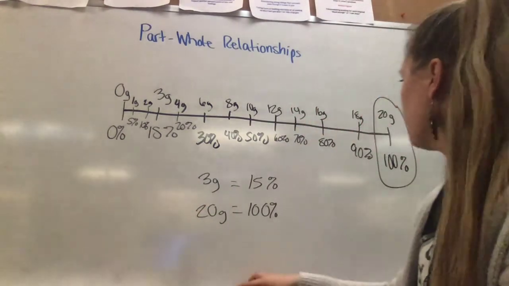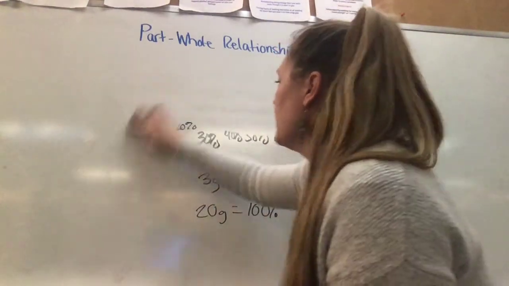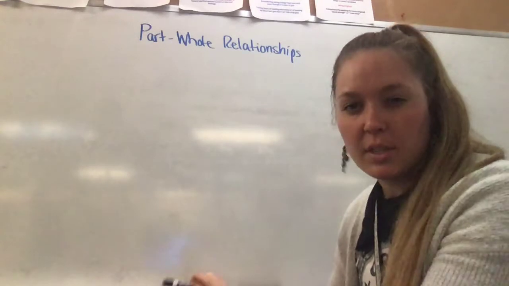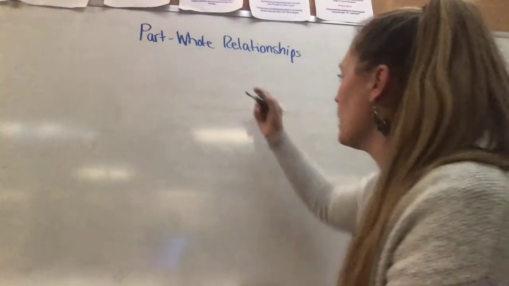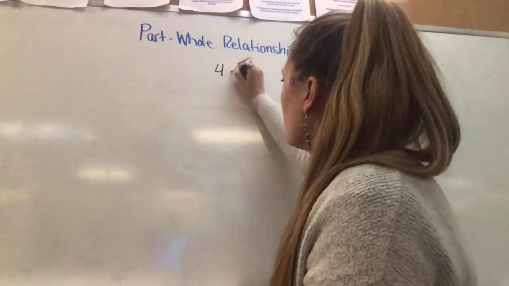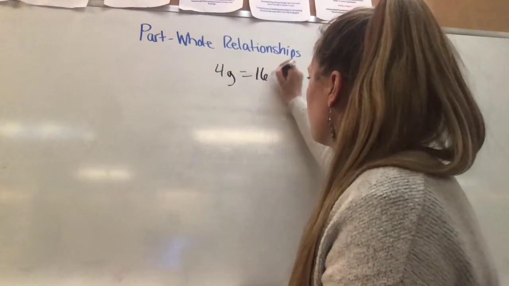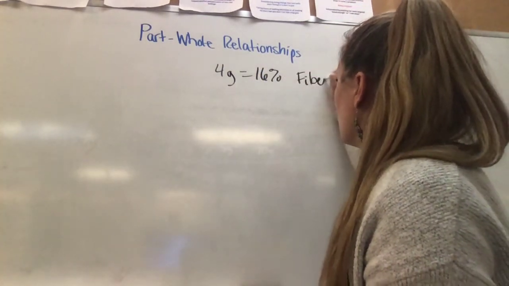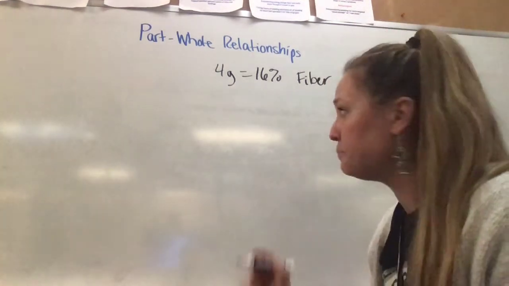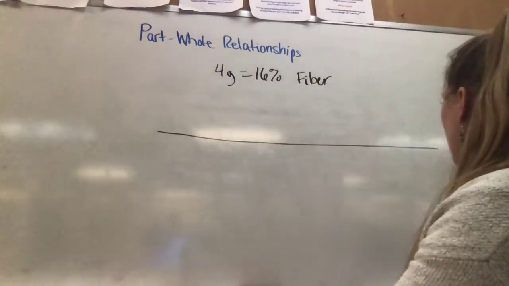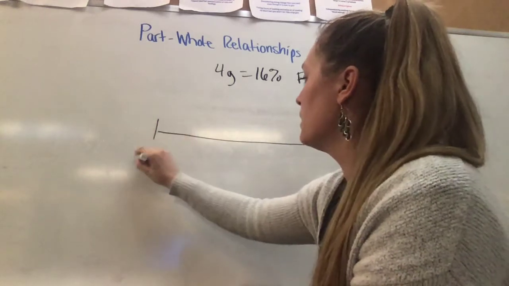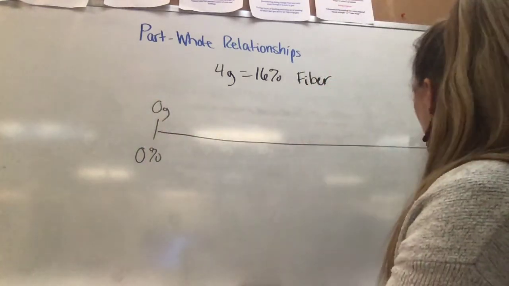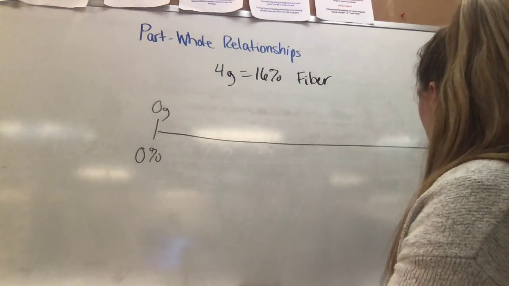Let's do another example. We'll keep with food. So I don't have a nutrition label for this one, but let's say we're looking at a granola bar. And our granola bar, 4 grams is 16% of the fiber you need in a full day. So we'll draw out our linear model. 0%, 0 grams. We don't know what this is.